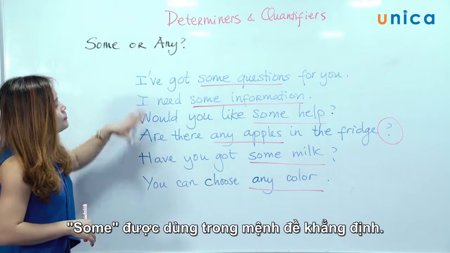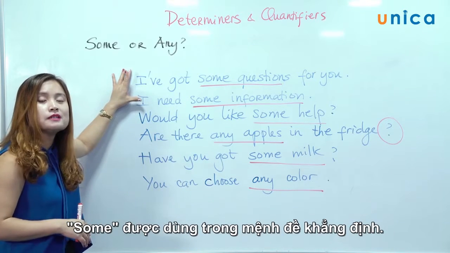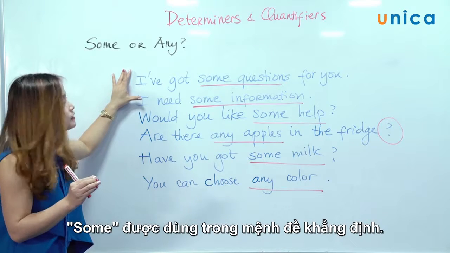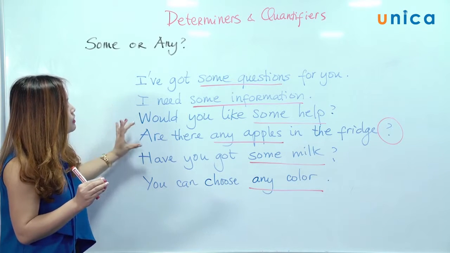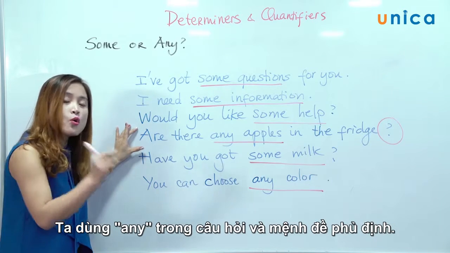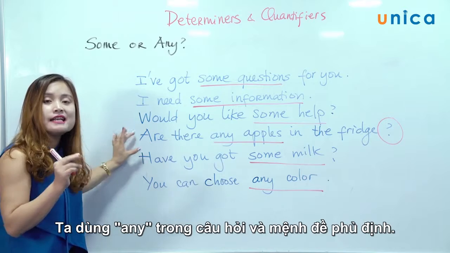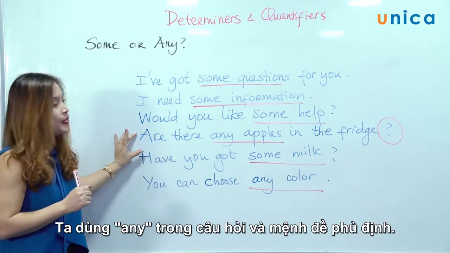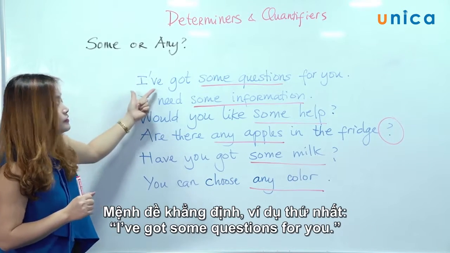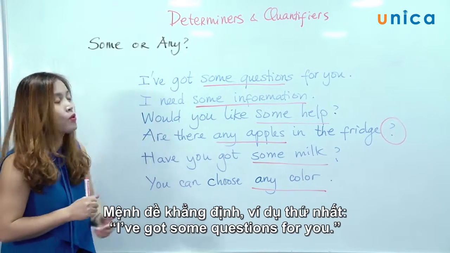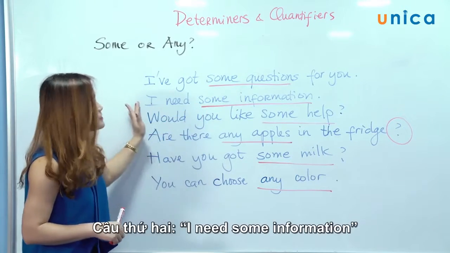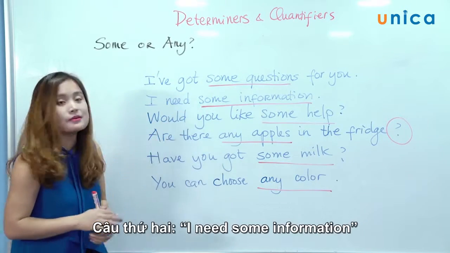We use some in affirmative clauses, while we use any in questions and in negative clauses. For affirmative clauses, the first example, I've got some questions for you, and the second one, I need some information.